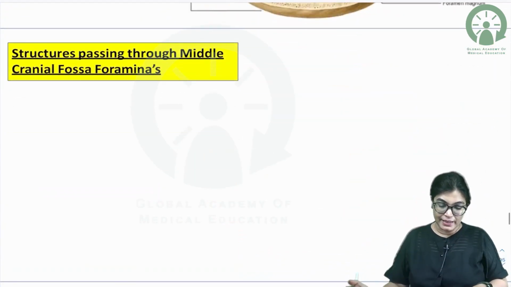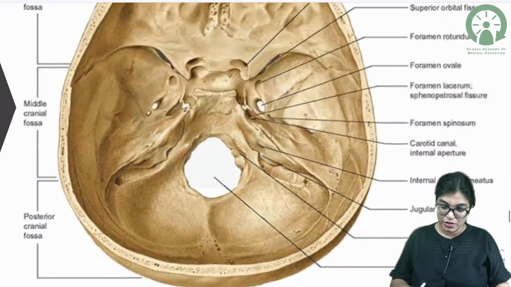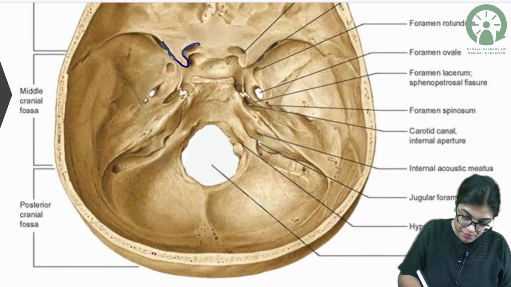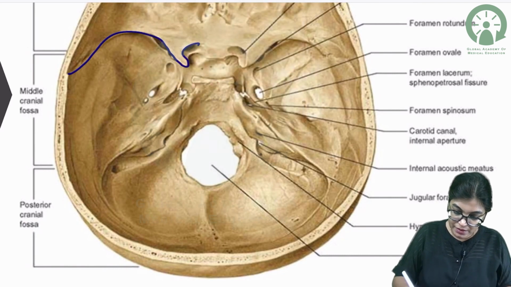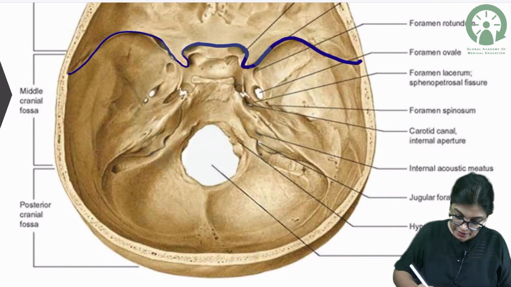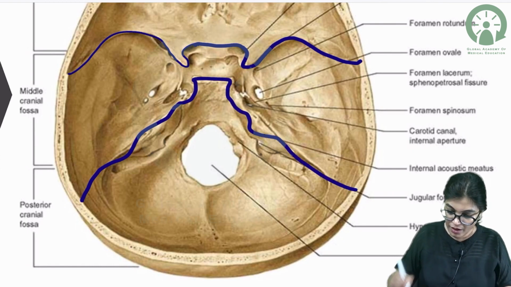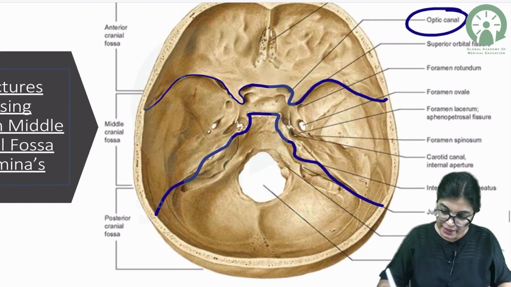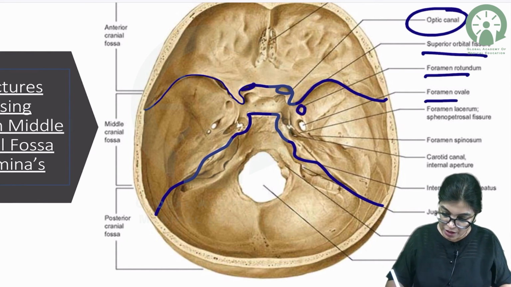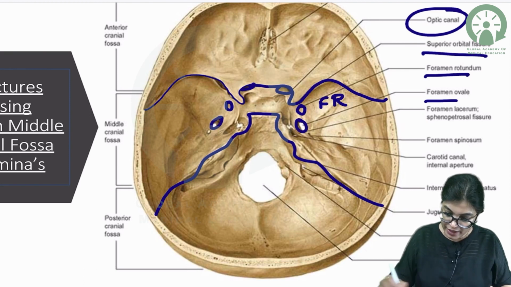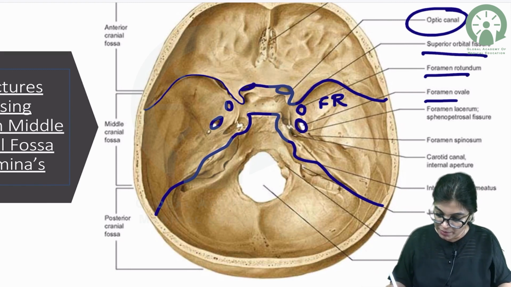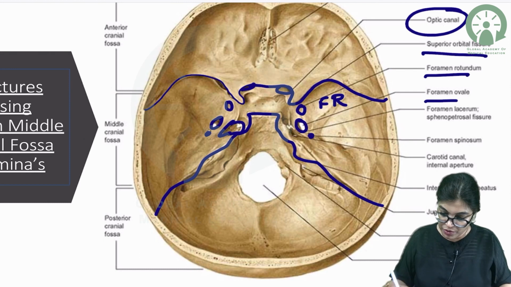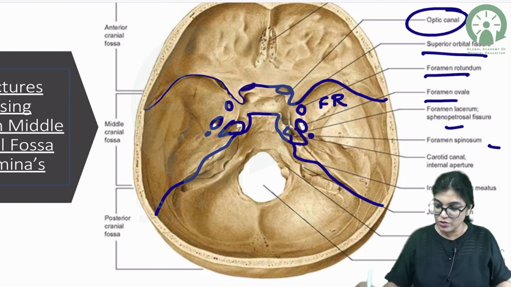Now talking about the middle cranial fossa. This is exactly the area of the middle cranial fossa. The foramina seen in this location are the optic canal, superior orbital fissure, foramen rotundum and foramen ovale. This is foramen rotundum, this is foramen ovale. Then we have a small one, foramen spinosum, and this irregular foramen is foramen lacerum.